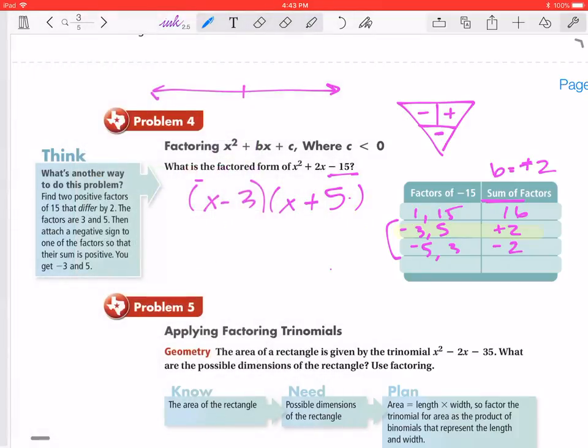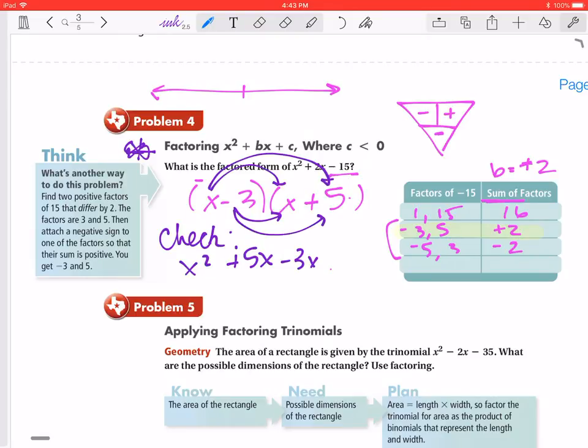Now let's check. Again, we need to check, especially at this time. So put stars when you deal with your negative and positive, because that's going to be the number one mistake that y'all make, okay? So we're going to check. x times x gives us x squared. x times 5 gives us positive 5x. Negative 3 times x will give us negative 3x. Negative times a positive will give us a negative 15. So this is going to be x squared plus 2x minus 15. This checks to our original trinomial, so these are the two factors of our problem.